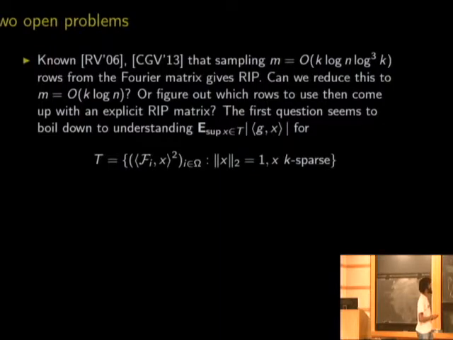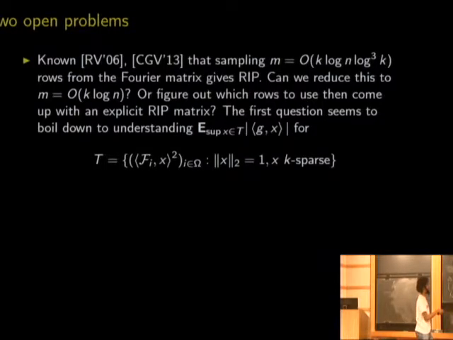So, you can improve JL also by improving RIP. It's known that if you sample some number of rows from the Fourier matrix, you get RIP. And currently it's not known how small the number of rows you need to sample can be. The question is, can we get something that's known to be optimal for sampling rows from the Fourier matrix? Also, this is sampling random rows from the Fourier matrix. So a set of random rows works. That implies that there is some set of fixed rows that works. What are they? Can we figure out which rows to use and come up with an explicit RIP matrix?